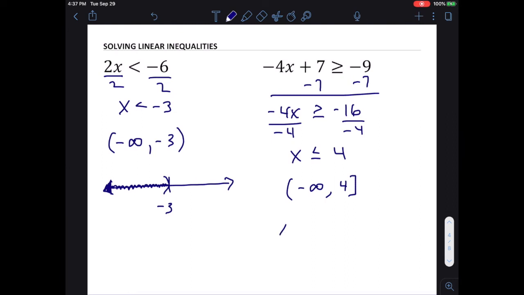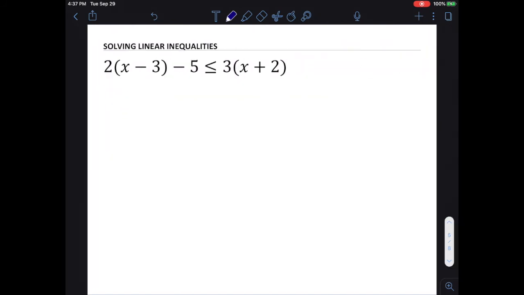And then for graphing, we have something very similar. We're going towards negative infinity, so we just need to have the number 4 on there. We'll put a little bracket in there, and then we'll shade everything to the left. There we go.